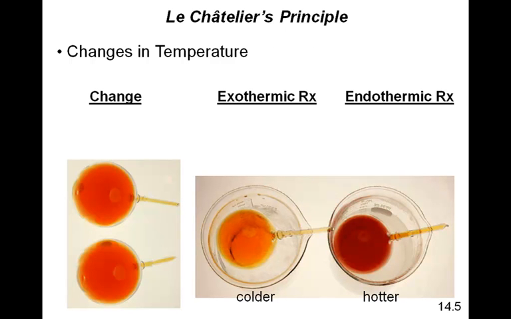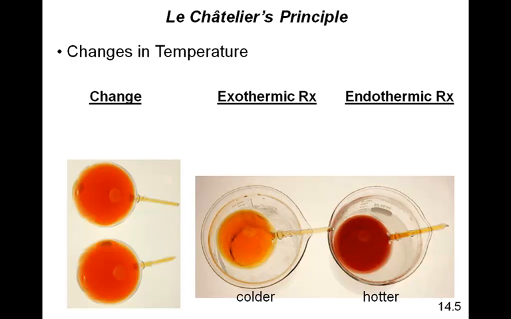Temperature. Changing the temperature, as you remember from the Arrhenius equation, changes the value of little k. And of course, changing the value of little k, which was not discussed in a previous video, which really isn't necessary in terms of the AP test, but I will give you a little bit of information. It turns out that K sub c is equal to little k forward divided by little k reverse, the rate constants.